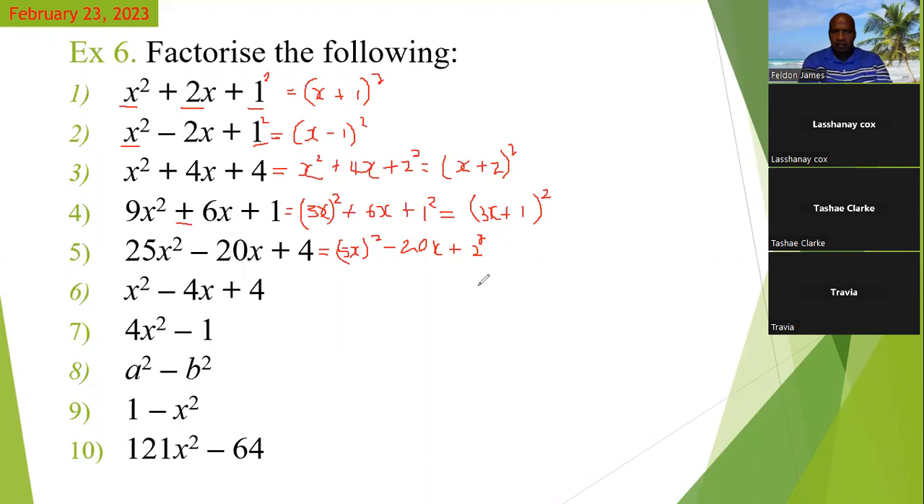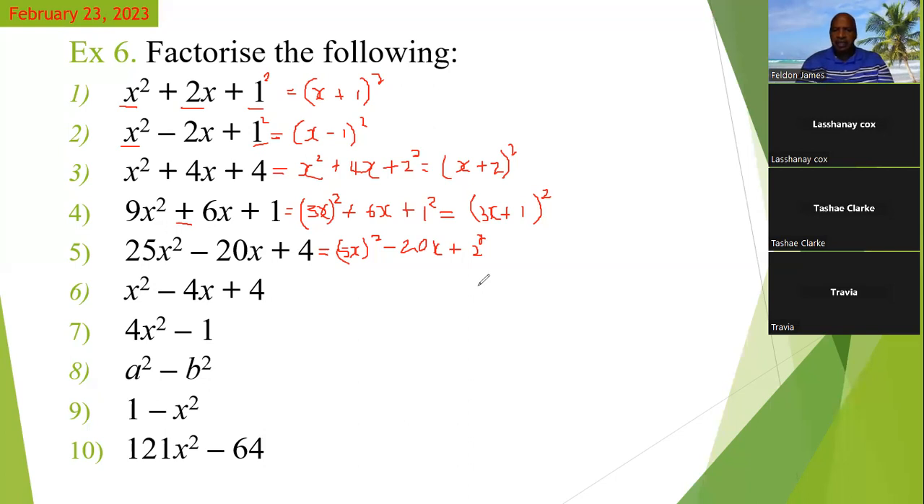What is the base of the first term? 5x. What is the base of the second term, the last term? 2. All right, how do we get the middle term with those bases? You just multiply the two bases together. What do you get if you multiply 5x by 2? 10x. Right, and then you multiply whatever you get by 2 again, what do you get? 20x. Right, and that is what the middle term is.